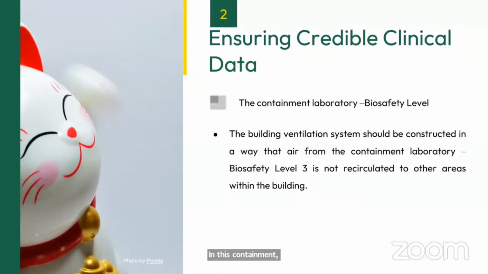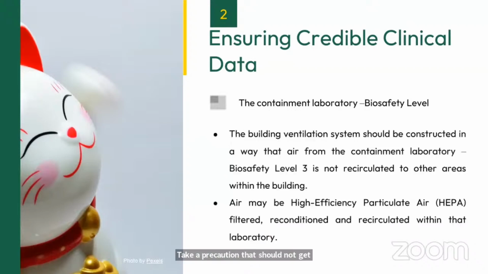The building ventilation system should be constructed in a way that air from the contaminant laboratory, biosafety level 3, is not recirculated to other areas. So if you are having biosafety level 3 areas, please take a precaution that the air should not get circulated to other parts of the laboratory or other parts of the building.